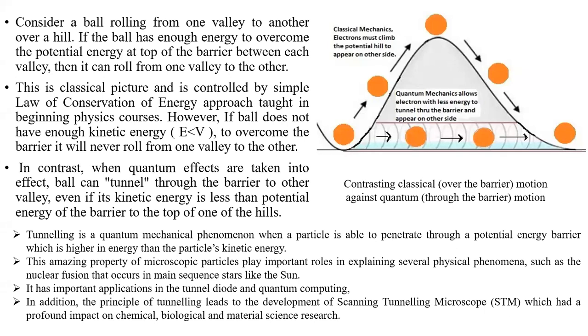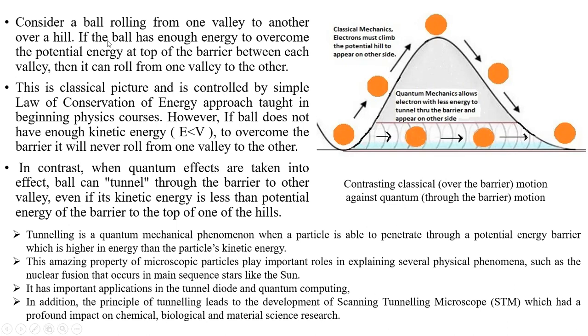But what happens in quantum mechanics? Quantum mechanics allows electrons with less energy to tunnel through this barrier and appear on the other side. So rather than going over, it chooses the least path, a minimal path. This contrasts the classical over-the-barrier motion with the quantum through-the-barrier motion.